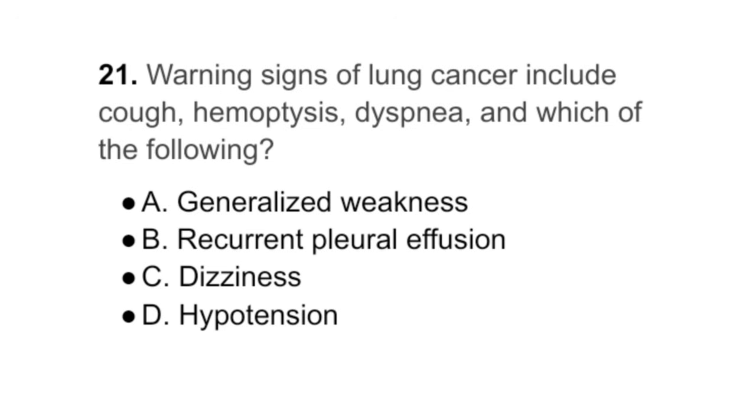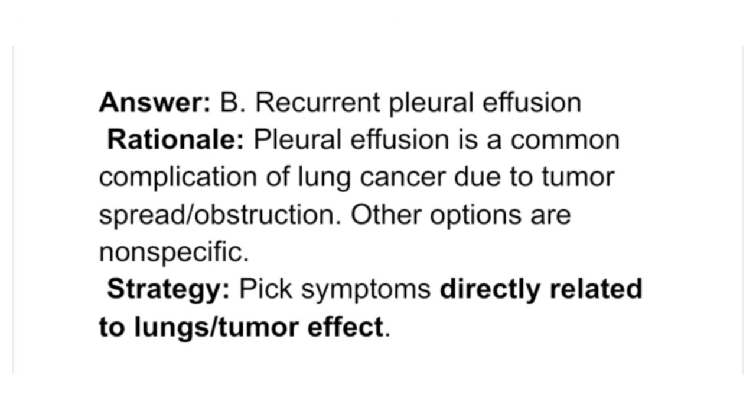21. Warning signs of lung cancer include cough, hemoptysis, dyspnea, and which of the following? A. Generalized weakness. B. Recurrent pleural effusion. C. Dizziness. D. Hypotension. Answer, B. Recurrent pleural effusion. Rationale: pleural effusion is a common complication of lung cancer due to tumor spread or obstruction. Other options are nonspecific. Strategy: pick symptoms directly related to lung or tumor effect.